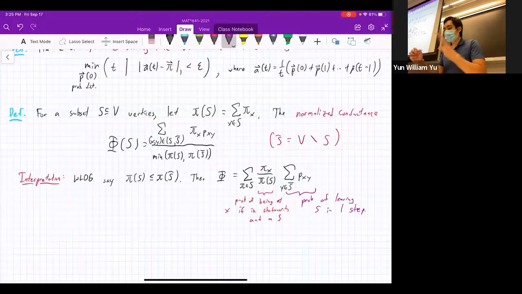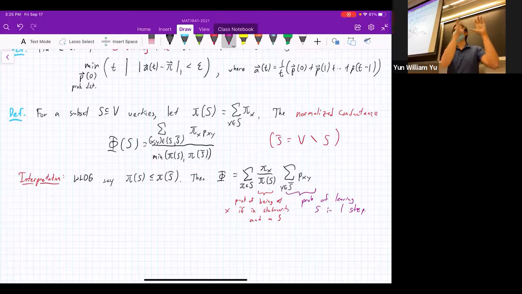Okay, so basically what conductance means is you're going to start from whichever side. You were talking about this as a set, but you should really think of it as a set and its complement. So whichever side has less probability mass, what's the probability of leaving that side and going over to the side with more probability mass?